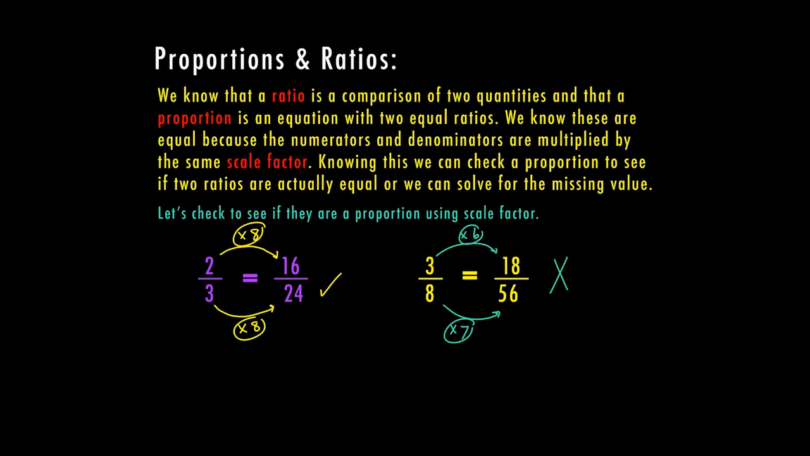Now this works both ways. It doesn't always have to increase. So even if you divide both the numerator and denominator by the same number, it's still going to be the same scale factor and it's still going to be equivalent ratios. But you cannot add or subtract. It has to be by multiplication or division.